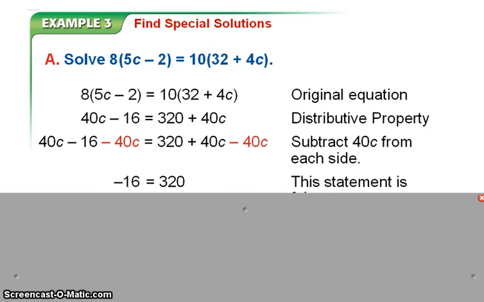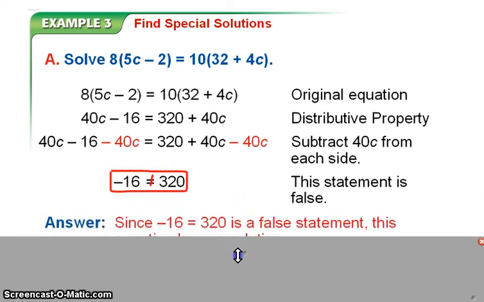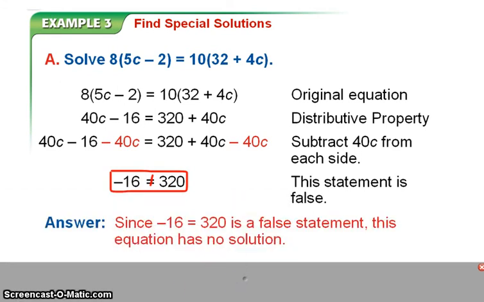So now we have this statement right here, negative 16 equals 320. Well, negative 16 does not equal 320. So when this happens, when your variables cancel out, we say that it has no solution. And if you don't write no solution, remember we talked about the empty set. You can write the empty set.